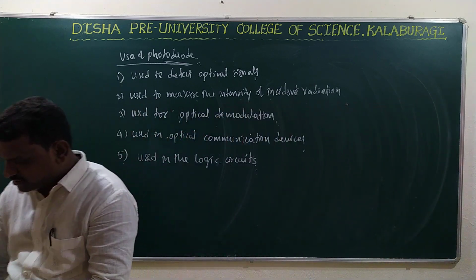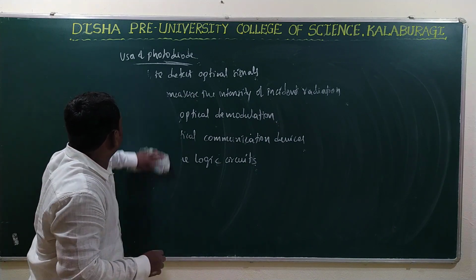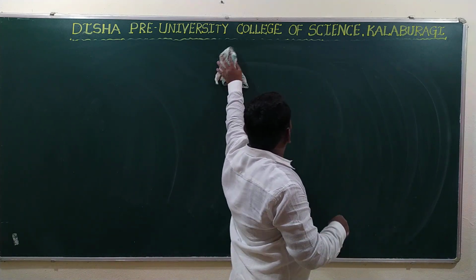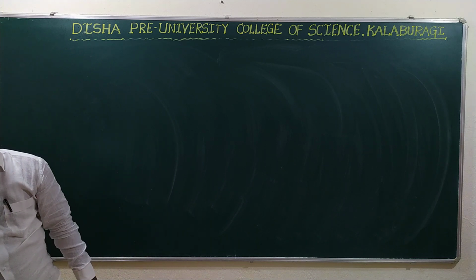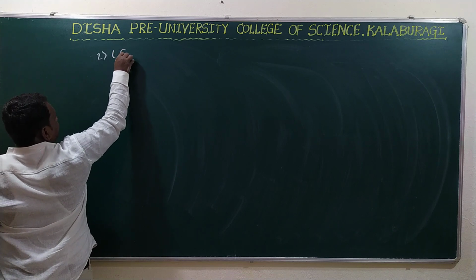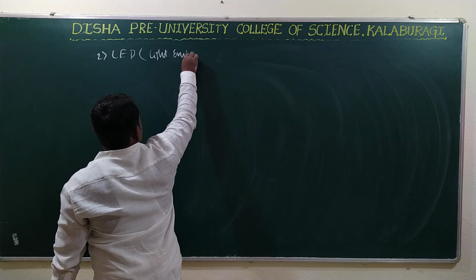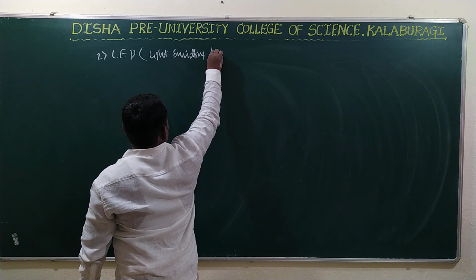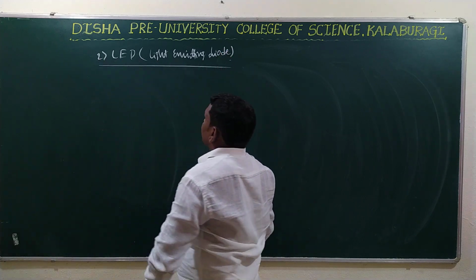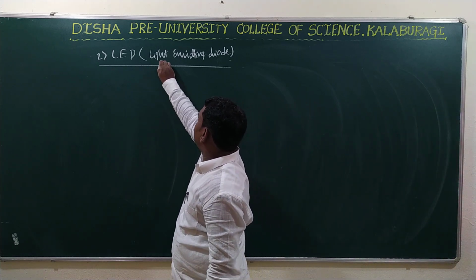There are many more applications, but some of them are studied in this concept. Next, the second type of optoelectronic junction device is the LED. What is LED? Light emitting diode. Already you know the LED. LED means light emitting diode. It emits light.